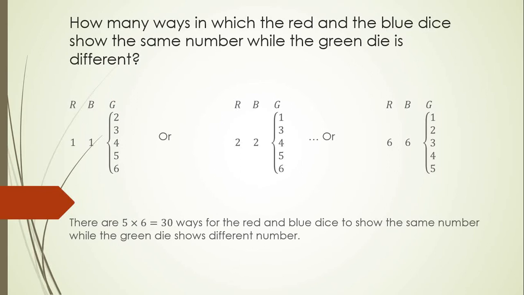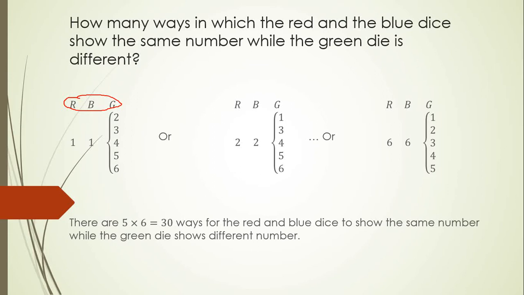So for example, if red and blue show the same numbers, for example 1 and 1, green is different from red and blue, so it's either gonna be 2, 3, 4, 5 or 6. So these are the 5 possible outcomes if red and blue show 1 1.